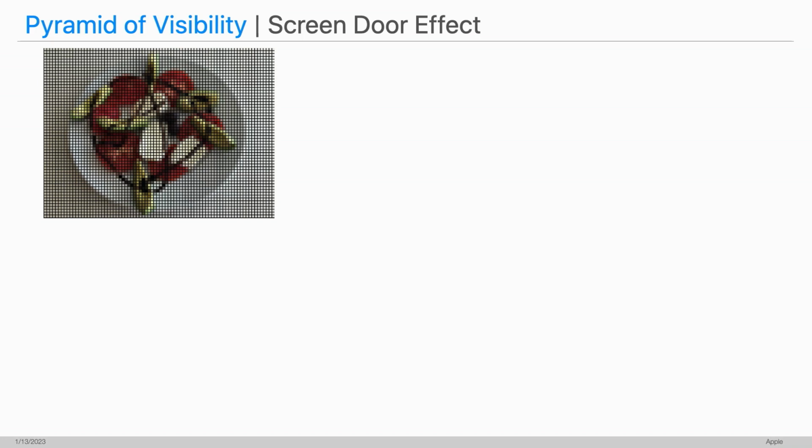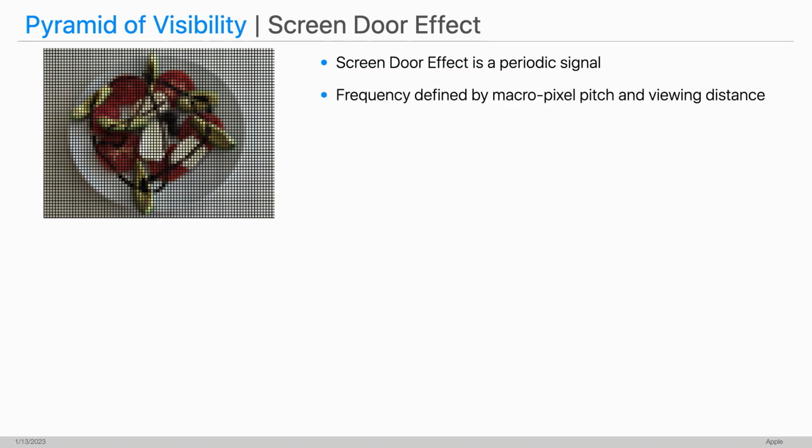So, an important thing to appreciate about the screen door effect is that it's a periodic signal. It's a completely repetitive and periodic signal. And so we can actually determine the frequencies that are involved in that signal by looking at the individual pixels and knowing, of course, the viewing distance.